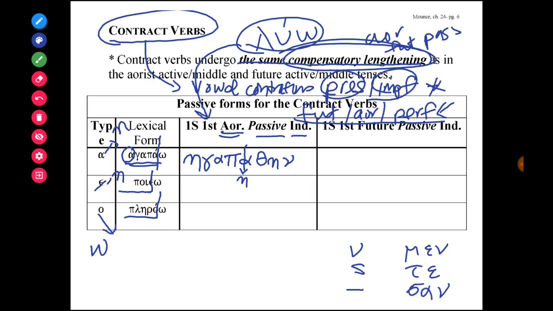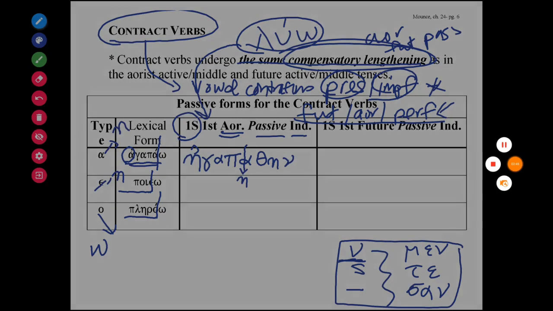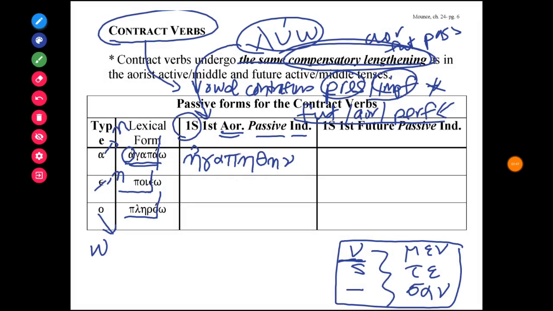And so I'm not going to write all these forms down. I'm just going to use the first person singular form for example, and I'm assuming that once you've seen the first person singular form, you can do all the rest. So egapethen is actually our form for the first aorist passive indicative, I was loved. So egapethen is I was loved.